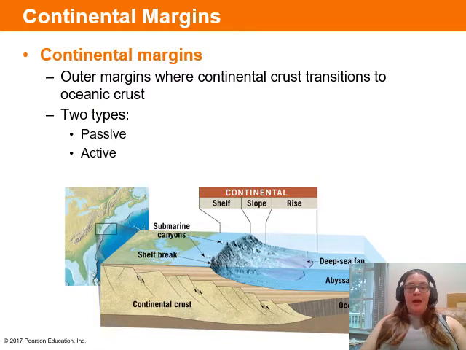Here we're looking at an image of the east coast of the US, including Florida. This is a passive margin. Right now, even though this is a plate boundary, this plate boundary is not moving. It's just sitting still and has been for millions of years. Therefore, the east coast of the US has a passive margin. It's just not currently moving around.